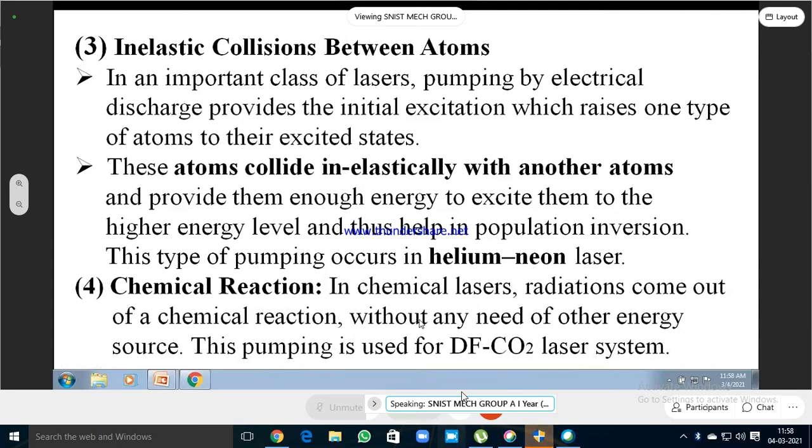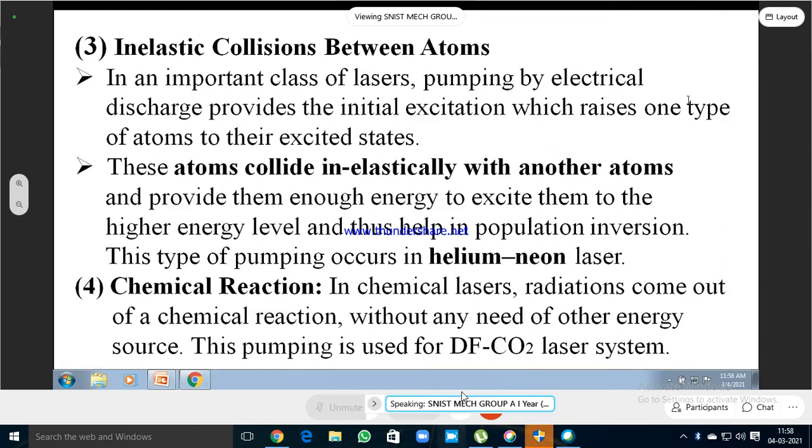Okay, so it's very rarely they will use the chemical reaction. It's very rare. Only elastic collision, optical pumping and electrical discharge are used in most of the laser systems. The chemical reaction is not used much because it is expensive and also it is difficult to have the proper radiation, pulsed or continuous radiation.